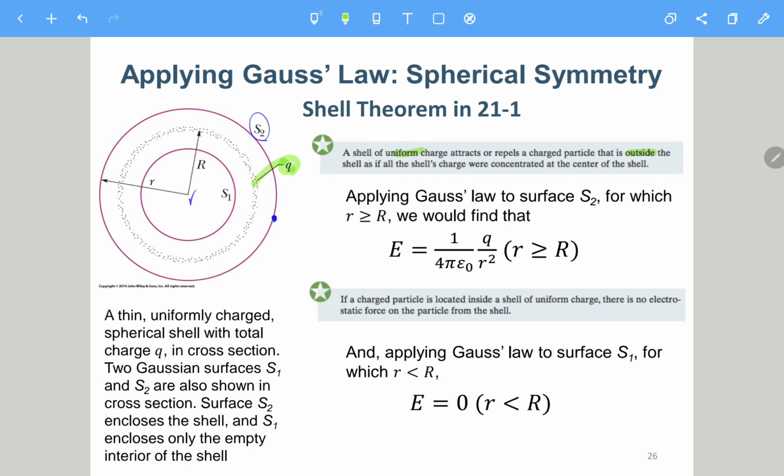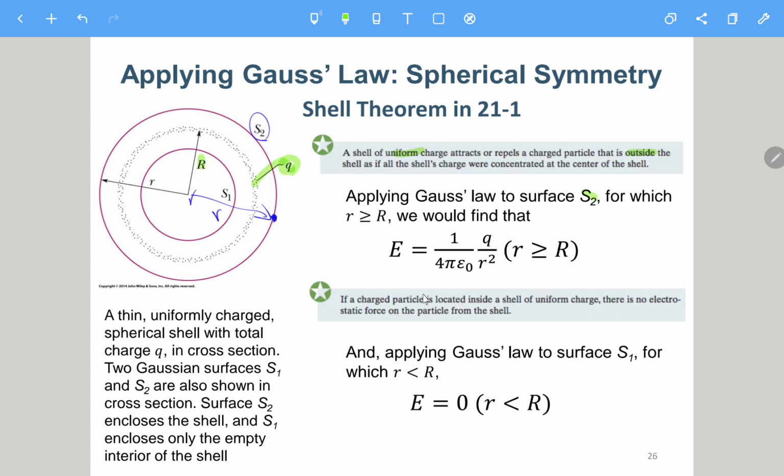So applying Gauss law to the surface S2, for example this one, the radius is let's say small r, which is larger than capital R. Capital R is the radius of the shell. So we would find that E will be 1 over 4 pi epsilon naught times Q over r squared. So this is nothing but a point charge.